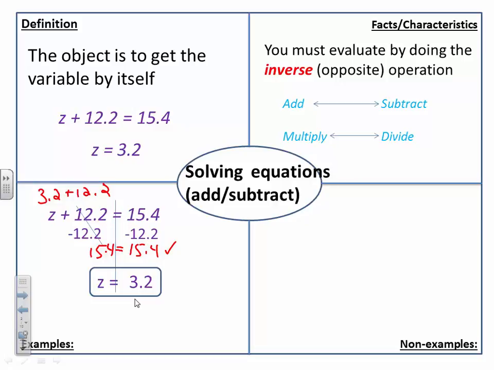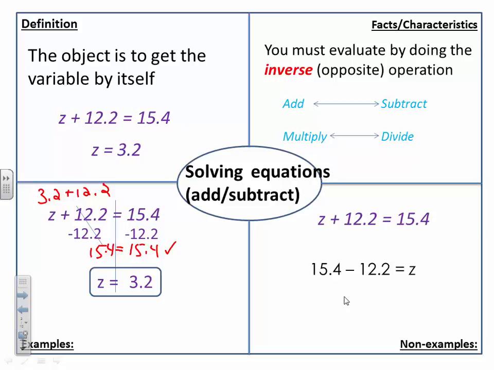What do we not want to see? So non-examples aren't super important. However, in elementary school, you've seen this. Z plus 12.2 is 50.4. You just go backwards, right? Or you actually were doing the inverse, but you didn't realize it at the time.